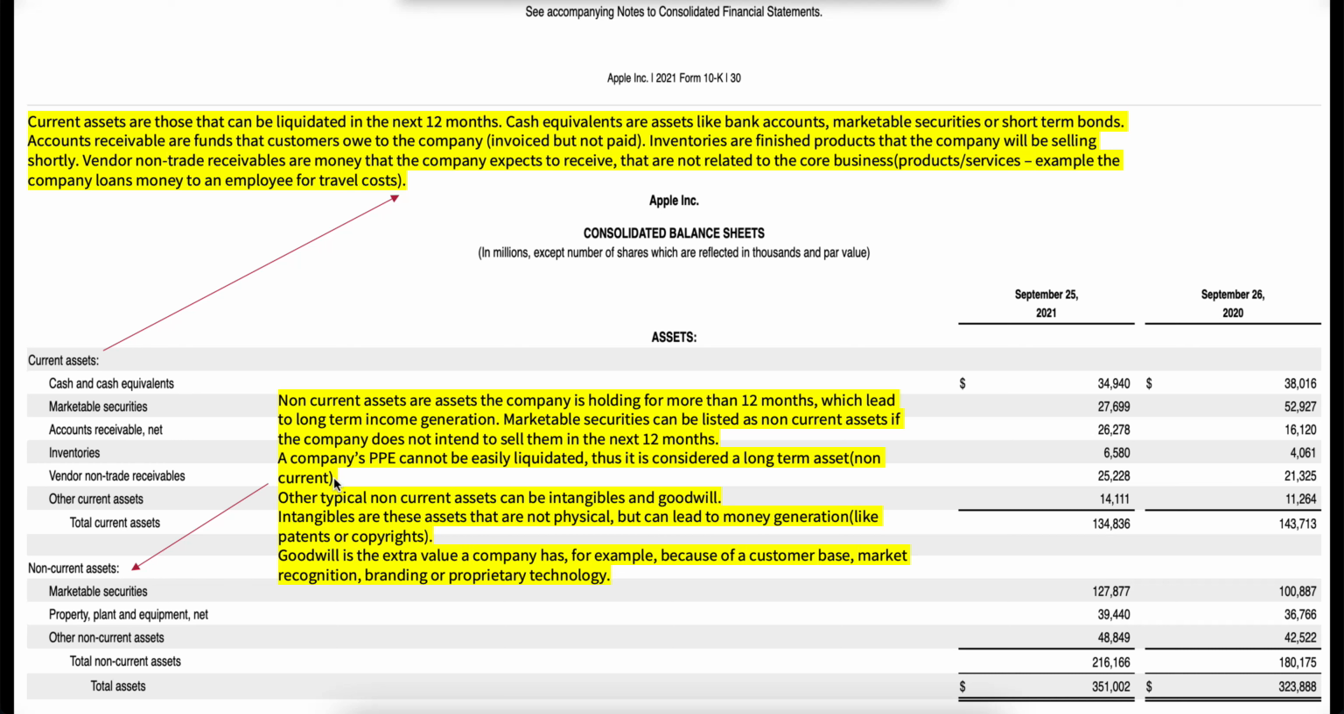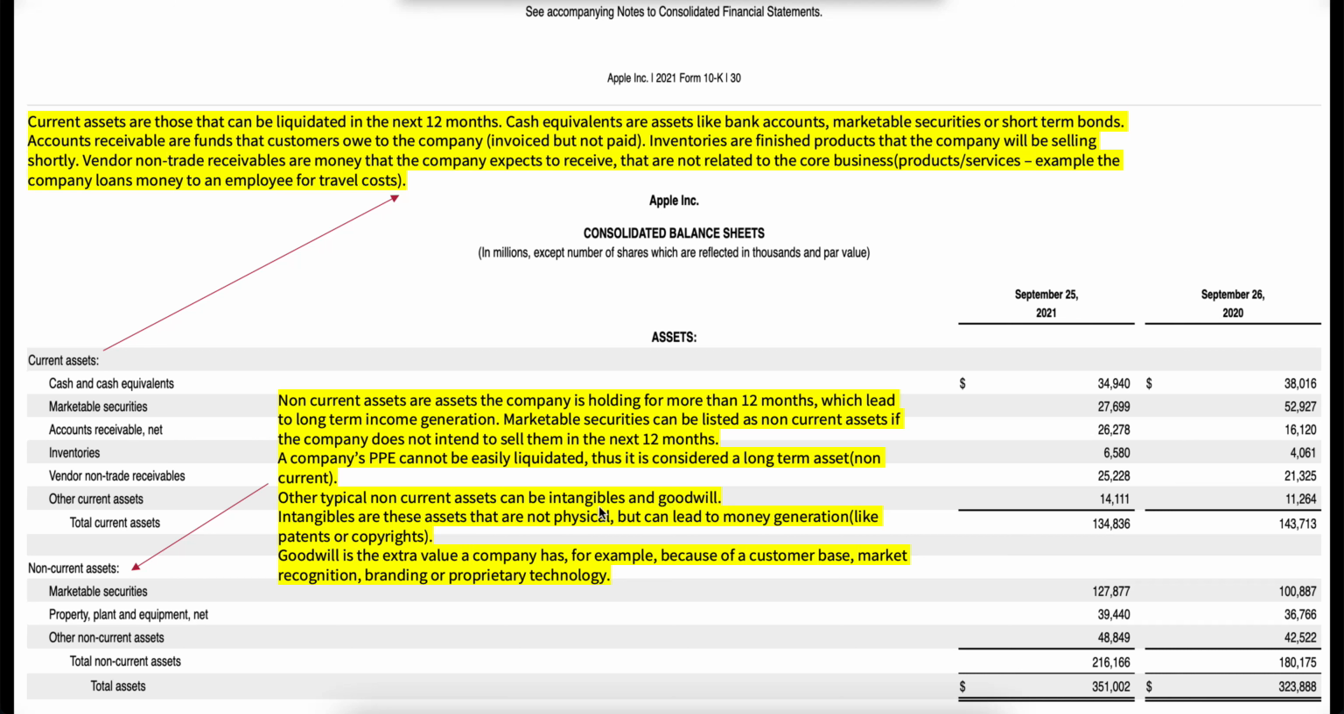A company's property, plant, and equipment, for example, is listed as a non-current asset because it's difficult to sell in the short term. It's a long-term asset, like buildings or equipment that the company is using. This cannot necessarily be sold in the next 12 months. Other typical non-current assets can be intangibles and goodwill.